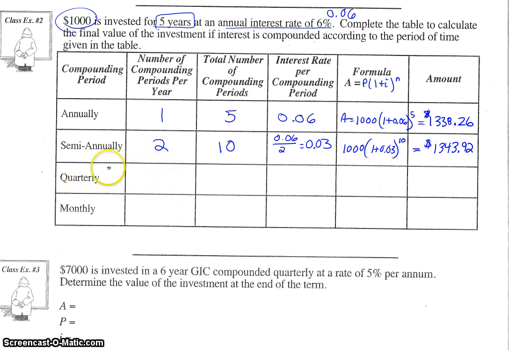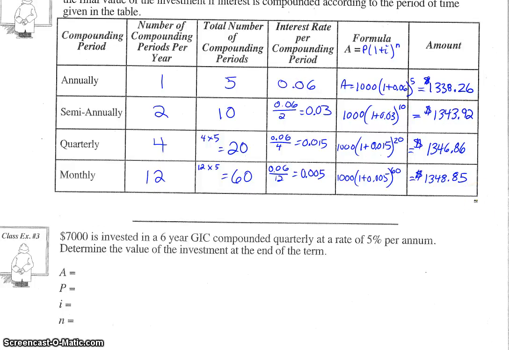Quarterly, just as a hint, there's 4 quarters in 1 year. Okay, so see if you can get the rest of those filled in, and we'll check back and see if we have the same answer. Pause your video. Okay, how do we do? Check the table, and if you need to pause your video to check all the numbers, that would be fine.